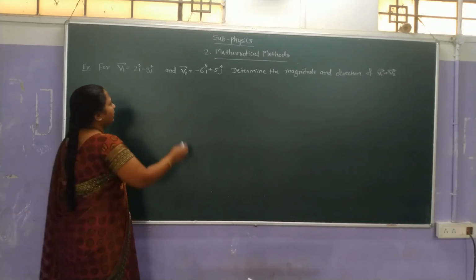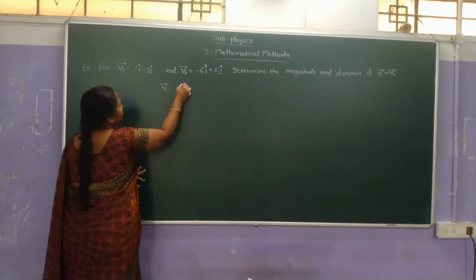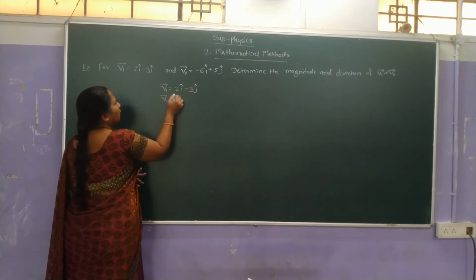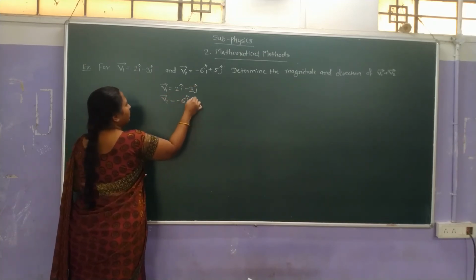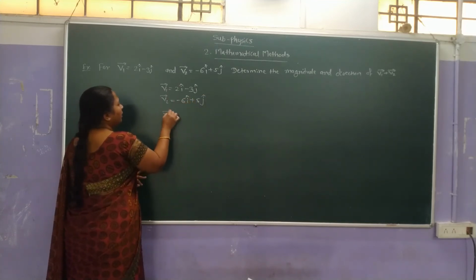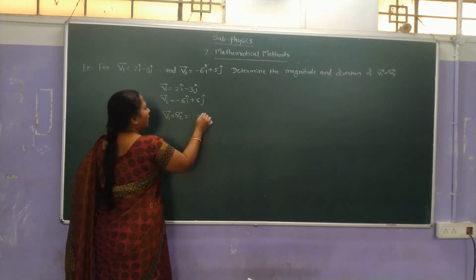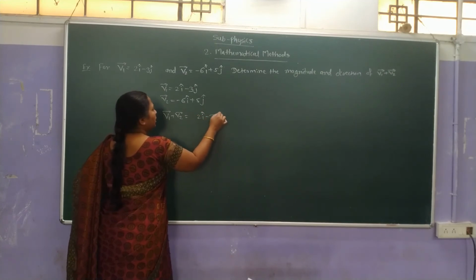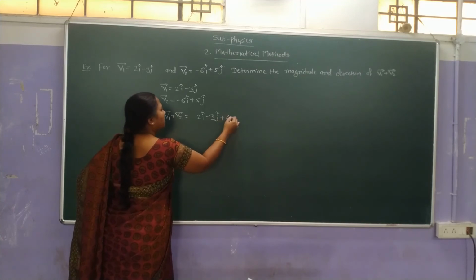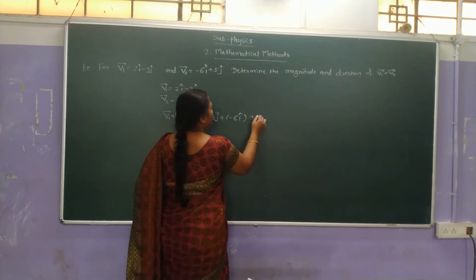Its magnitude and direction: v1 vector is equal to 2i vector minus 3j vector, and v2 vector is equal to minus 6i vector plus 5j vector. Then calculate v1 vector plus v2 vector, which is equal to 2i minus 3j plus minus 6i plus 5j.